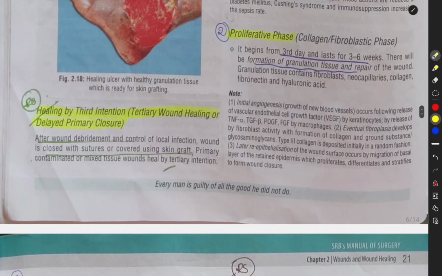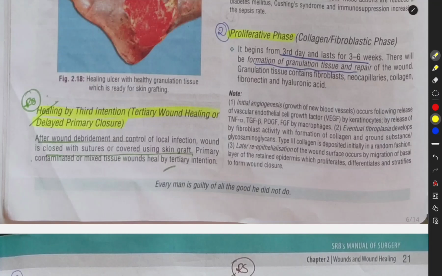Healing by third intention, or tertiary wound healing, or delayed primary closure, is where after wound debridement and control of localized infection, the wound is closed with sutures or covered using a skin graft. This is done because if we close the wound by suturing initially, the infection may still be inside the wound and it is more prone to abscess formation or other complications. So it will be delayed.